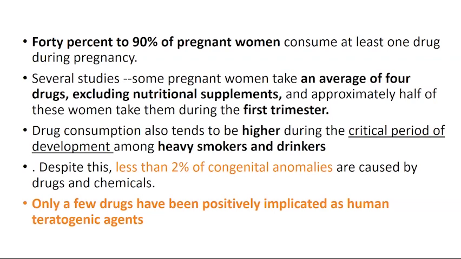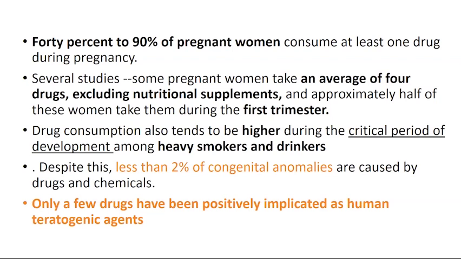Despite all this, less than 2% of congenital anomalies are caused by drugs and chemicals. Only a few drugs have been positively implicated as human teratogens. So it's not necessary that anything taken during pregnancy, during the first trimester or the second trimester, is a teratogen. Whatever is taken during pregnancy is not necessarily going to act as a teratogen.